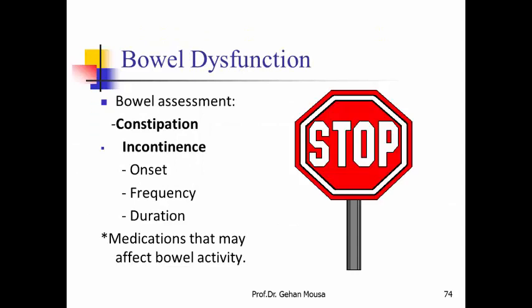Bowel assessment should be performed in parallel with the incontinence. Constipation should be stopped immediately by any method. Incontinence is evaluated by its onset, frequency, and duration. So the doctor or physician can treat constipation and bowel and urine at the same time.